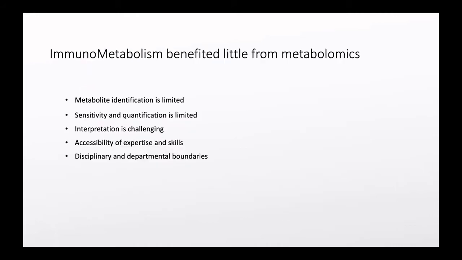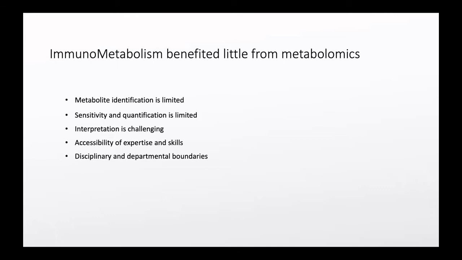The reasons are quite a few. Again, metabolite identification and annotation is limited at this moment. Sensitivity is a major issue. A lot of metabolomic labs actually require 1 million or more cells to do this kind of experiment, which is really not feasible. My lab was able to drive this down to under 100,000 cells, but we can do a lot better here. Interpretation is also very challenging for a lot of people, so the access to expertise and skills may not be there.